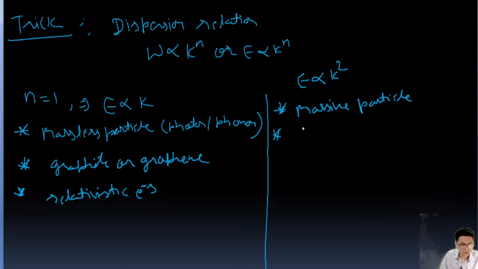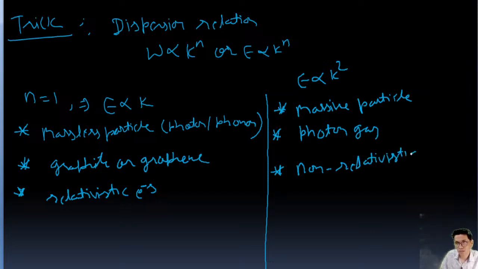Okay. Second, E is proportional to k, this is for a photon gas, and third, E is proportional to k square, for non-relativistic electrons. Well, this is the one.